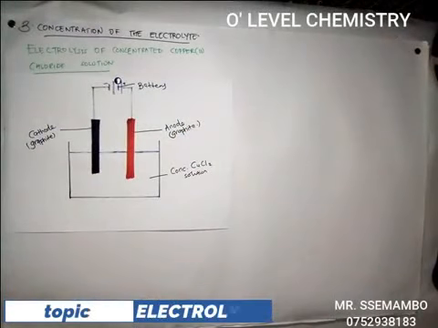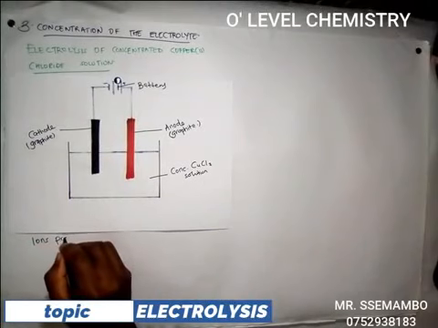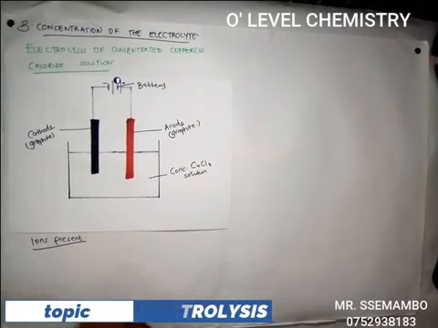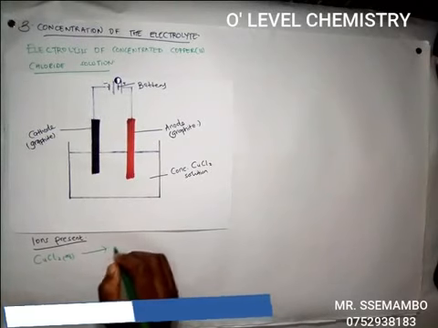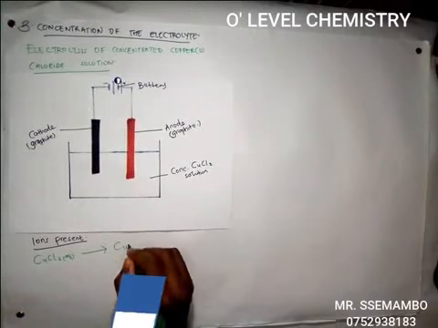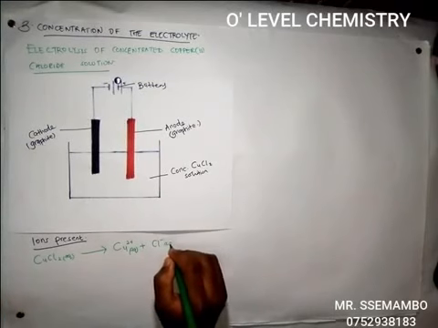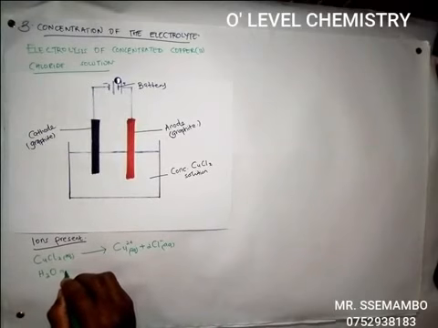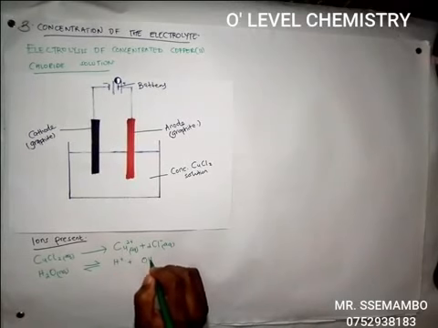As simple as that. So what you have to consider here is that now the solution is concentrated. Ions present. We have copper 2 chloride aqueous that is ionizing to give us copper 2 ions aqueous, and the chloride ions aqueous, 2 of them. Then water aqueous, also ionizing to give us hydrogen ions and the hydroxyl ions.